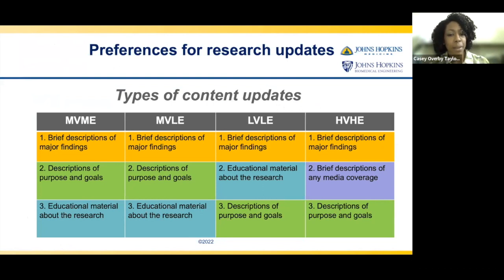First, looking at the content update dimension, we see for all of the clustering groups, the top preference was to have brief descriptions of major findings. Then the second or third across all of these was description of purpose and goals of the research. Education materials was also a desire for 3 out of 4 of the groups. And brief descriptions of media coverage was one of the higher preferred types of content for the high value, high engagement group in particular.